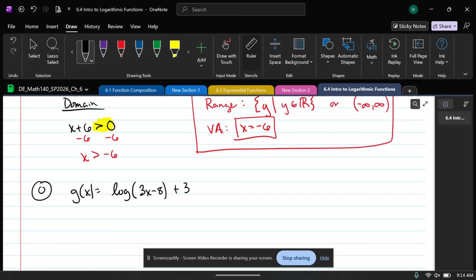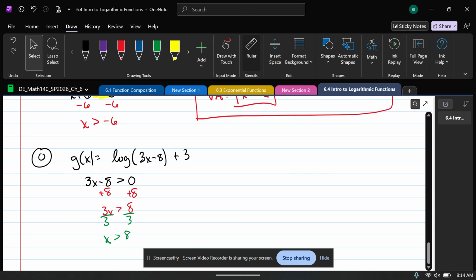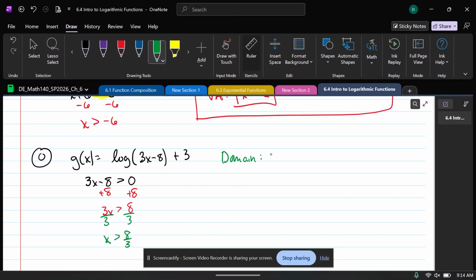So we're going to take the 3x minus 8, and we're going to do what with it? Set it greater than 0. That's going to help us find our domain. It's also going to help us find the number for our vertical asymptote. Get x by itself. Easy math here. 3x is greater than 8. Divide by 3. x has got to be greater than 8/3. So my domain, all x's as long as x is greater than 8/3.